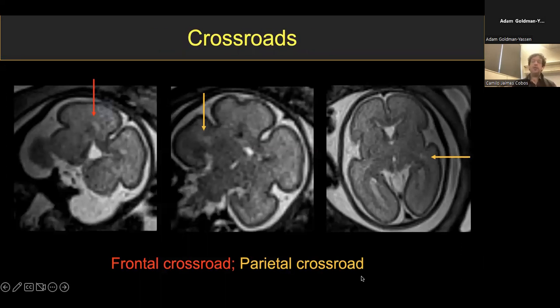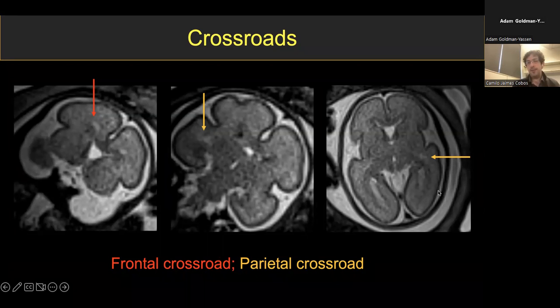This is another normal structure that I wanted to point out because I think what happens is sometimes you get a stunning fetal MRI where you actually get tremendous quality and you're like, oh no, what are these? And these little geometric triangles of T2 hyperintense signal are called the crossroads. The two most common and largest ones, so they're the ones that we on occasion catch distinctly, are the frontal and the parietal crossroads.